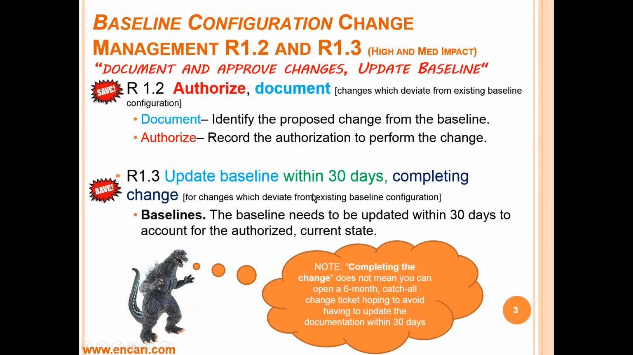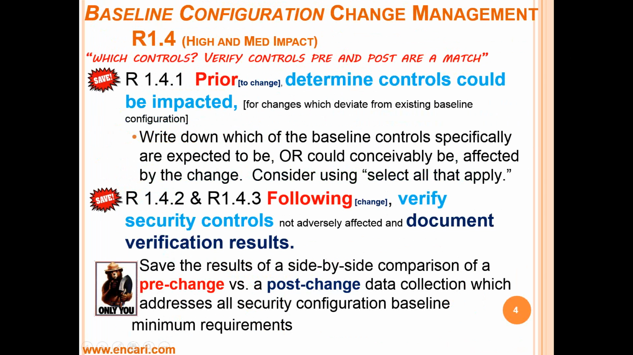All right. Let's move on to the next slide. So requirement 1.4, we need to determine which controls and then verify that the pre-change control settings are the same as the post-change control settings. So you mean we've got to document which controls we think might be affected, and we have to do this prior to doing any changes? We have to write it down?